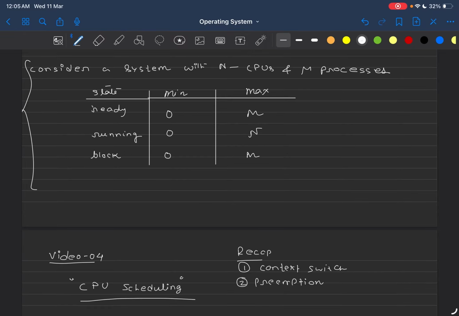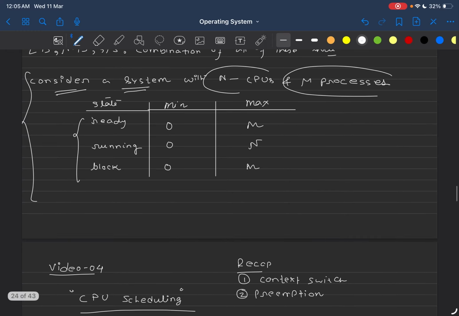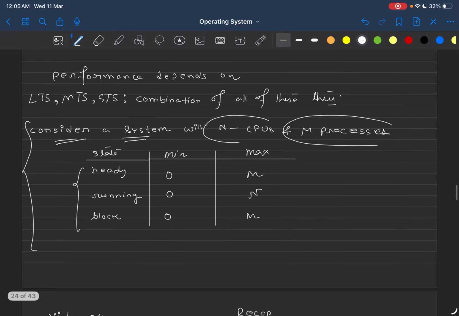There is an interesting thing. Let's assume there is a system with n number of CPUs and m number of processes. Let's say there are multiple states: ready, running, and block. In the ready state, what is the minimum number of processes that can be present? Let's say all the processes are either in the running state or in the block state. Then in the ready state, you will have zero processes.